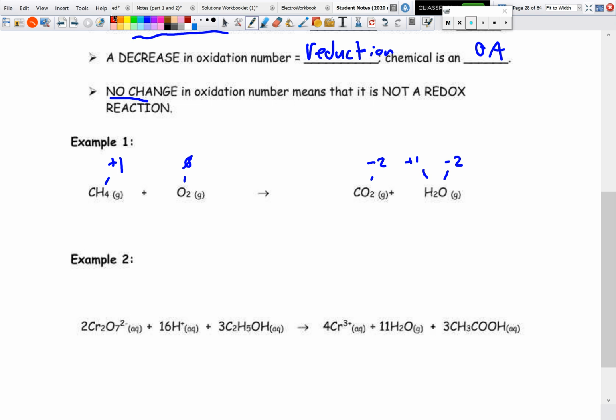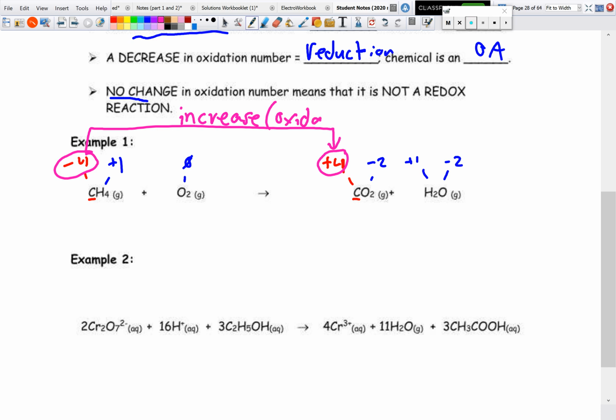So the ones that we didn't know, of course, were our carbons. So when we solve these right here, methane we did on the previous page, we have a negative 4, and here it's going to be a positive 4 when you solve them out. Now, what we have is, we can see right here, our carbon is going from a negative 4 to a positive 4. Well, this is an increase, which means this is an oxidation, which means our methane is our reducing agent.